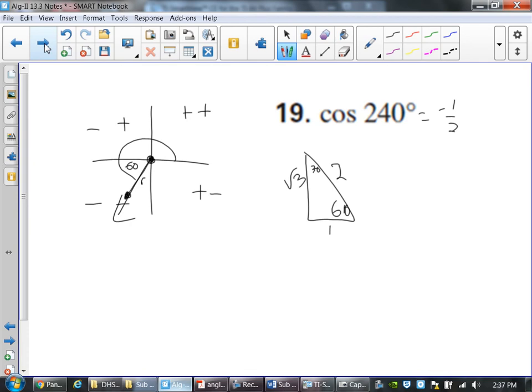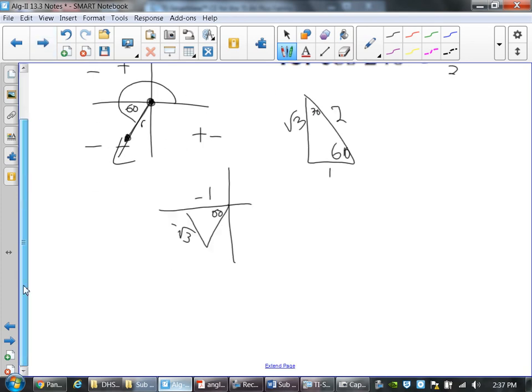If you're over here in the third quadrant, you have a 60-degree angle here. Your adjacent is the -1. Your opposite is the -√3. -1 squared plus -√3 squared is 4. Square root of 4 is 2. So your radius is always going to be positive. That's why it doesn't work. Your r value is always the square root of x squared plus y squared.